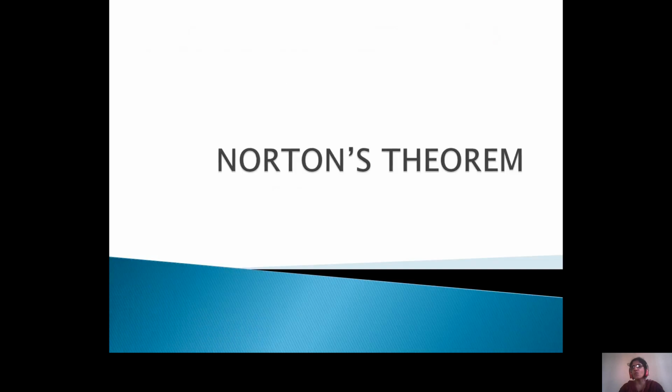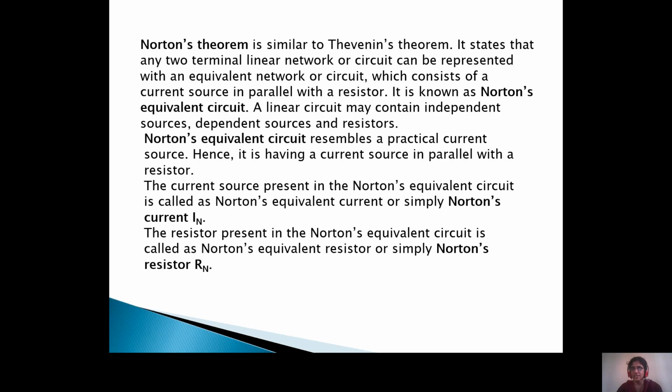Now we discuss what Norton's theorem is. Norton's theorem is similar to Thevenin's theorem. It states that any two-terminal linear network or circuit can be represented with an equivalent network or circuit which consists of a current source in parallel with a resistor, known as Norton's equivalent circuit. A linear circuit may contain independent sources, dependent sources and resistors.